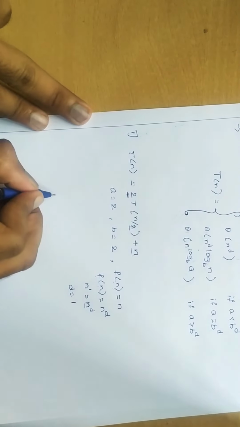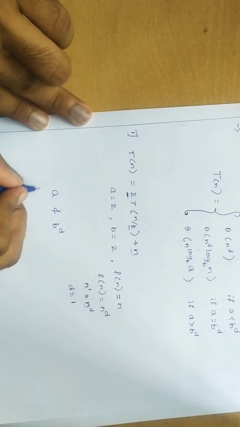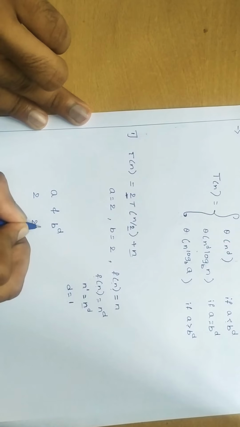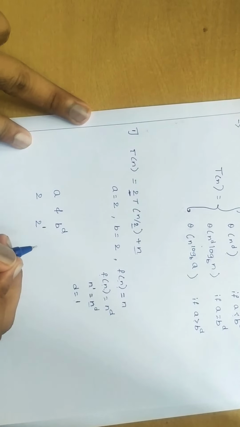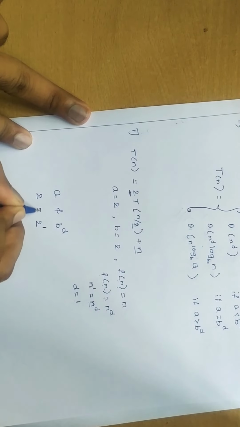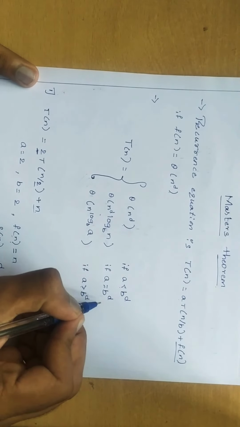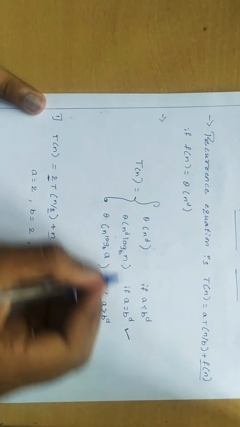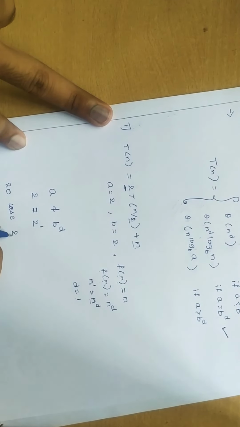So now we need to compare a and b to the power of d. We know that a is 2, b is 2 and d is 1. So 2 to the power of 1 is nothing but 2. So 2 is equal to 2. So now we got the second case, case 2.